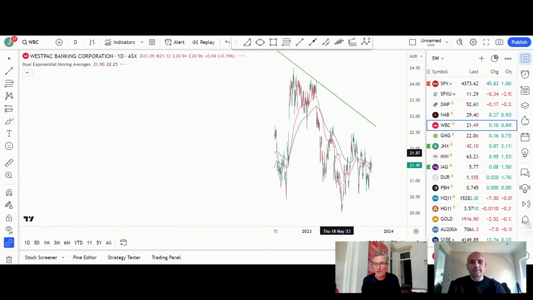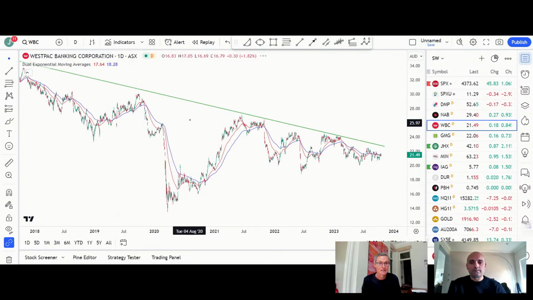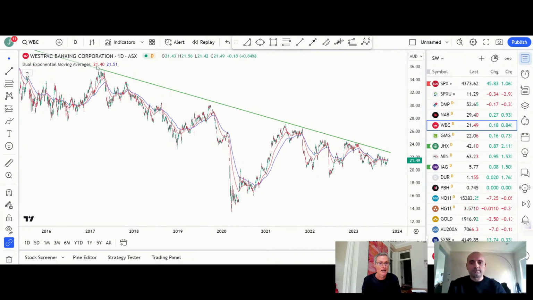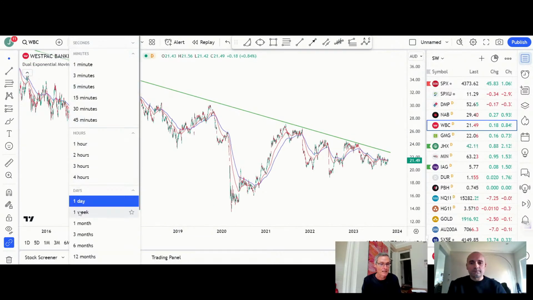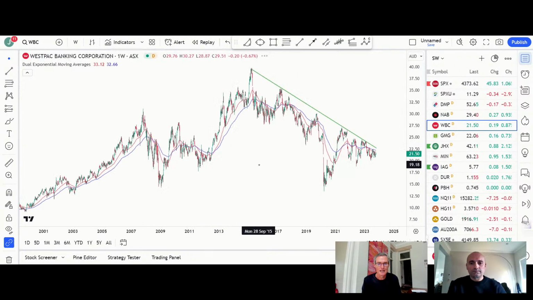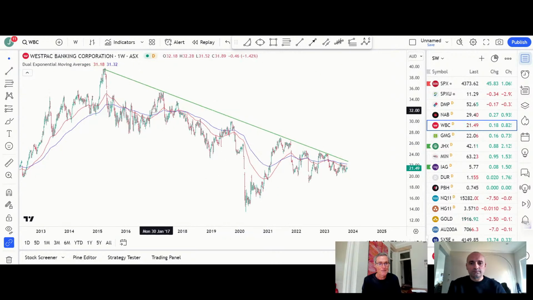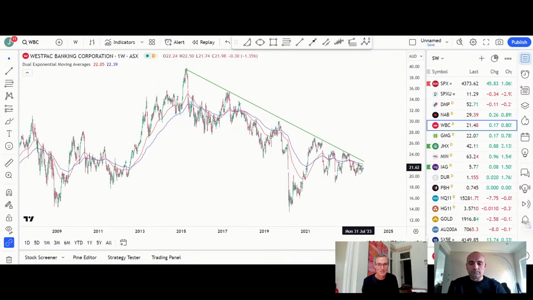A better example of a trend line you can get in Westpac. I'm just going to compress this data. Actually, I'll put it on a weekly chart so we can get a little bit more data there. And you can see now this has multiple touch points as you come down. So that's a trend line which is worth watching. But as I say, they're easy to draw, and it's easy to draw something which doesn't mean a great deal.